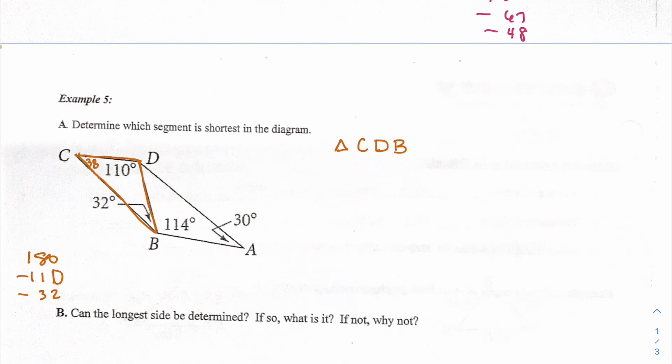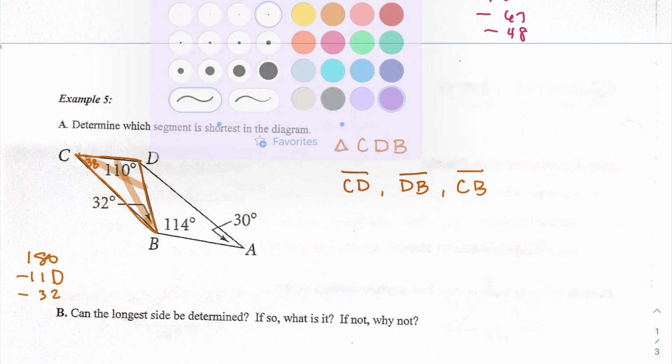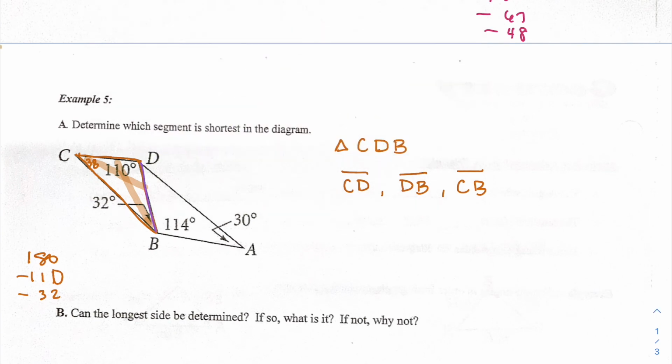All right, so I'm going to list from the shortest to largest. The shortest side is going to be across from the smallest angle. The smallest angle there is 32. 32 is across from side CD. So I'd say CD is our shortest. My next smallest angle is 38. 38 is across from DB. And that means my longest is that 110, which is across from CB. Again, we can only compare them when they're in the same triangle.